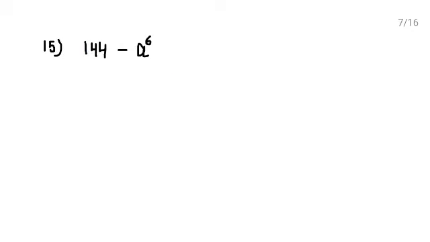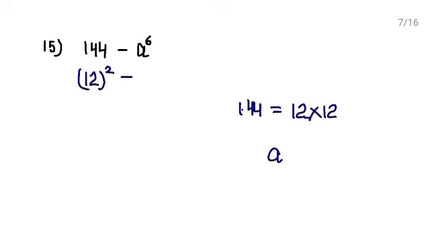Next question number 15. First of all, write it in the form of difference of squares, right? We will write it in the form of a difference of two squares. Clear? So 144 can be written as 12 into 12. Right. So I'm writing it as 12 square minus this is a raised to the power 6, but we want to write it as the difference of squares. So how can we write this? We can write it as 3 into 2.